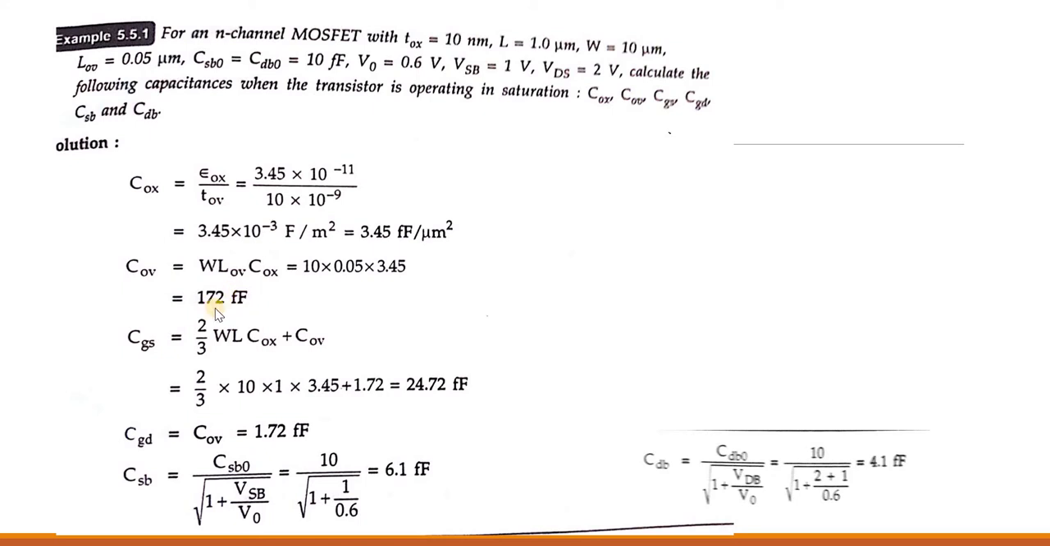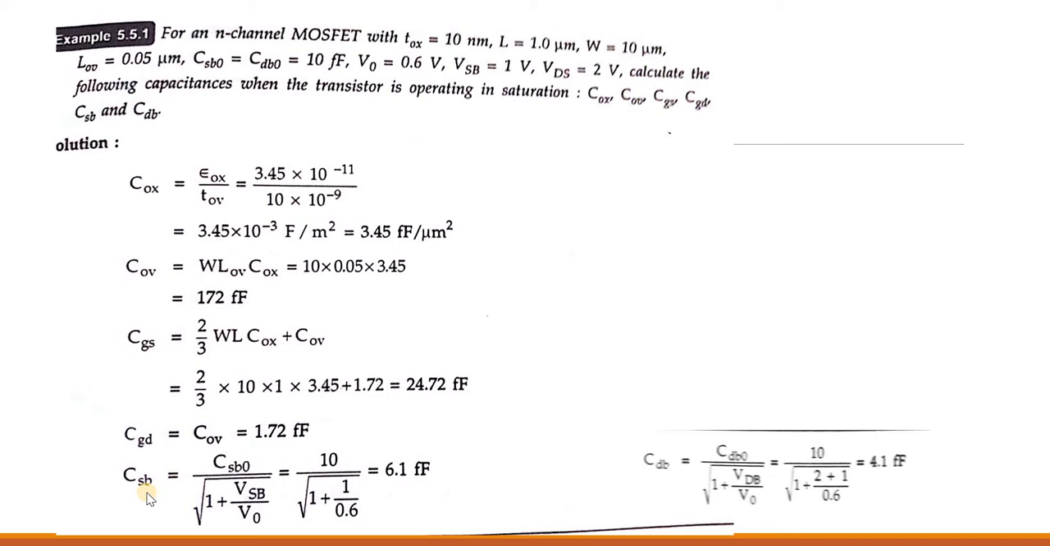Femto means 10 to the power minus 15, and then you are going to substitute this in the CGS formula. There you will get the answer CGS as 24.72 femtofarad, and CGD is 0. Along with that we have an overlap capacitance, so it will be 1.72 femtofarad. Sorry, 172. This is not 1.72. Okay. Next is, sorry, here it is 1.72 femtofarad. So 1.72 here also. So CGS will be 24.72 femtofarad and CGD will be 1.72 femtofarad.